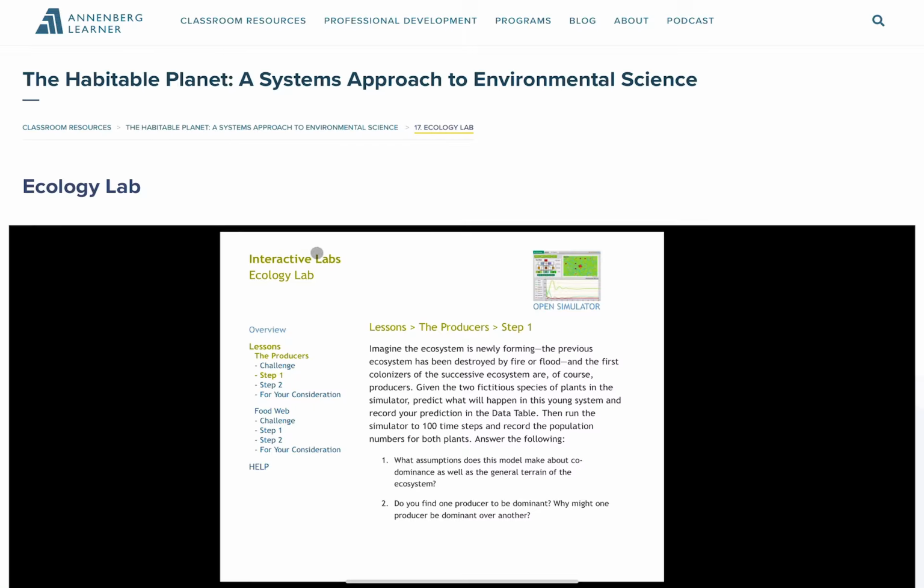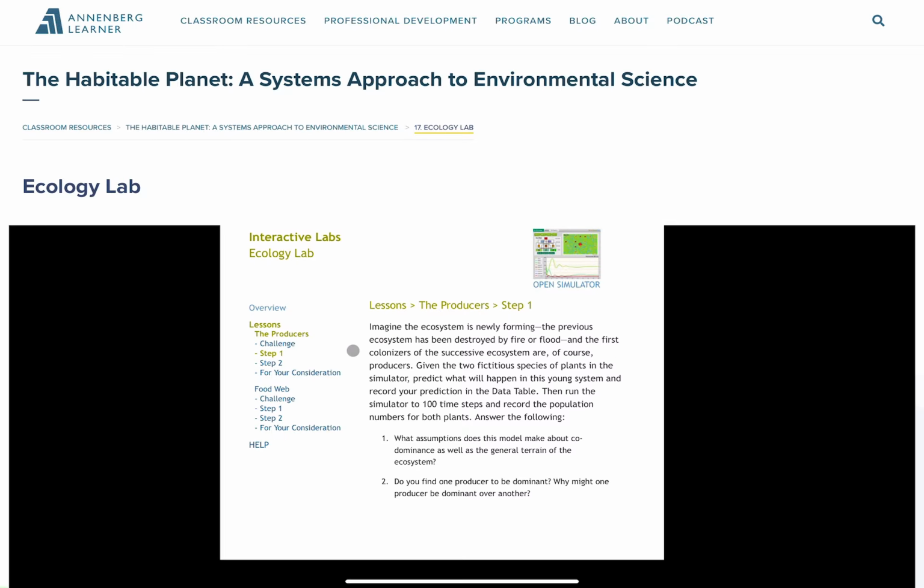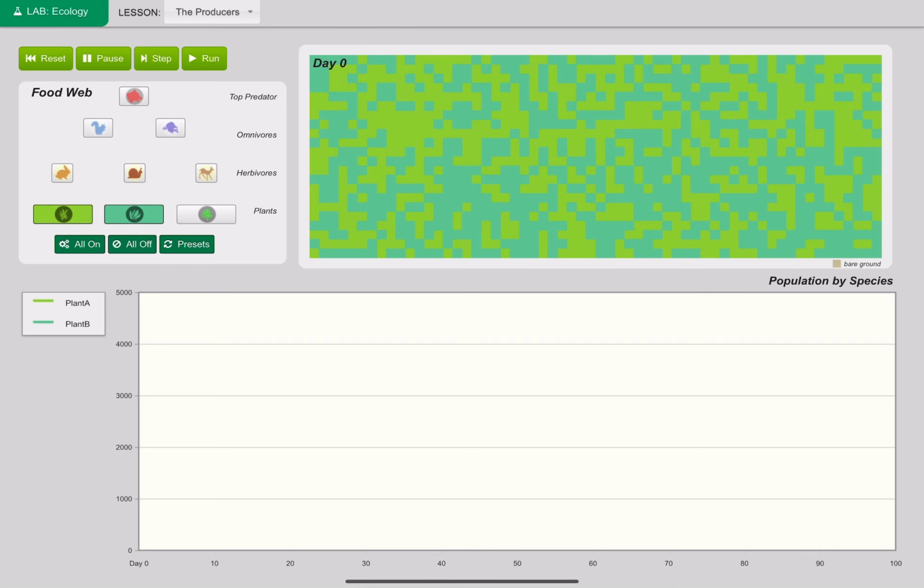So if you look at the website, it says A Habitable Planet, a systems approach to environmental science, and you can see some of the lesson plans here. I'll be skipping the lessons that they give and opening the simulator, which should give you this page. And now you can really go ahead and make your own food web.